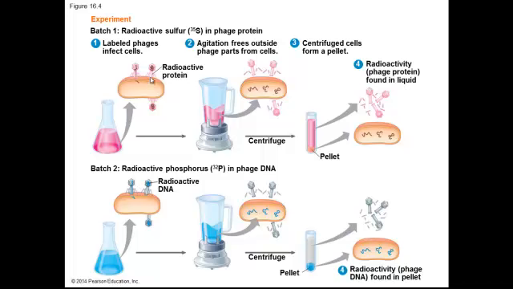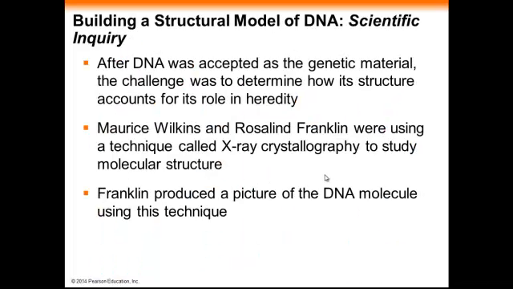So they allowed the radioactive viruses to infect bacterial cells. Then they cleaned them off by running them through a blender, and then they centrifuged them to separate them, and they found that the radioactivity was only in the new phages. What happens when the phage injects its DNA into the bacteria is it turns the bacteria into a virus factory, or a phage factory. So when they made the DNA radioactive and did the same experiment, they found that all the radioactivity was now inside the bacterial cells in the form of DNA. So they confirmed that DNA was, in fact, the genetic material.